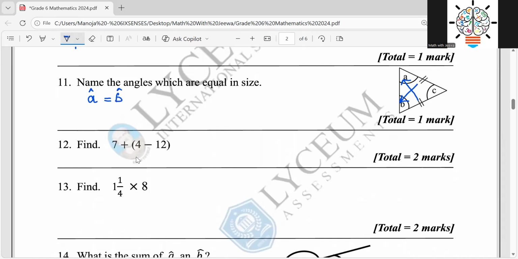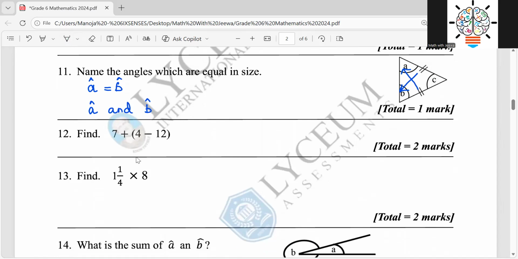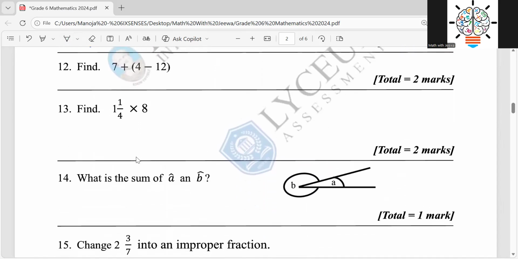What are the equal angles here? Name the angles which are equal in size: A and B. You can just write A equal to B, or else you can write angle A and angle B, right? You can write the answer in any way. So then the next one, you want to deal with the BODMAS or BIDMAS. You have learned this in chapter 2, right?